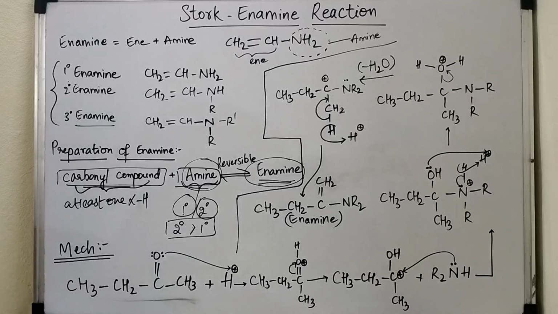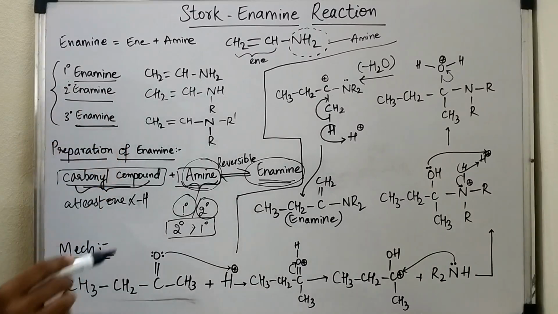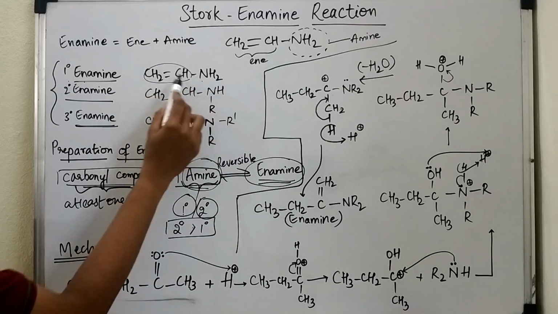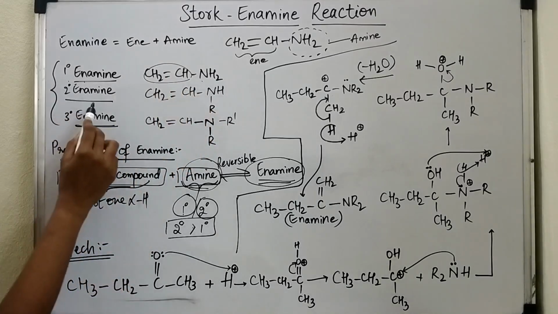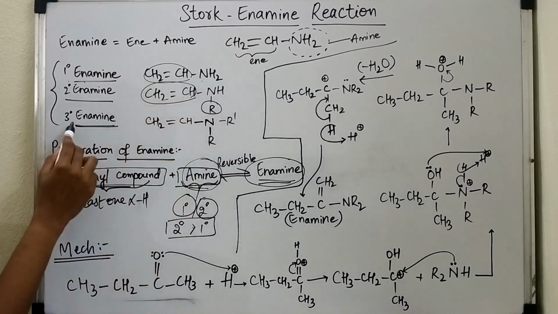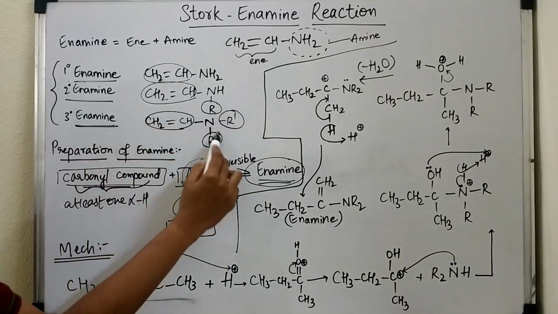Now this enamine is of three types: primary enamine, secondary enamine and tertiary enamine. In primary enamine, nitrogen is attached to one alkyl group. In secondary enamine, nitrogen is attached to two alkyl groups. In tertiary enamine, nitrogen is attached to three alkyl groups.